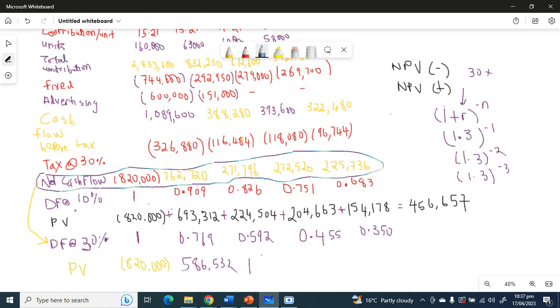The net cash flow. Have you seen where I've pointed this arrow? Net cash flow multiplied by the discount factor at 30%. Yes. Multiply 0.769.